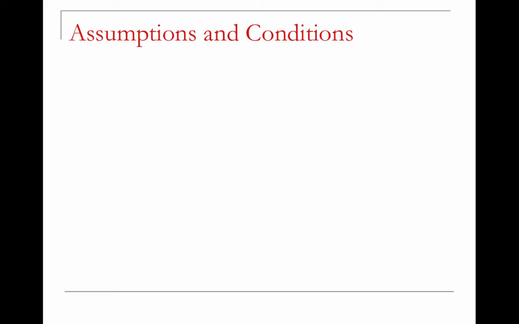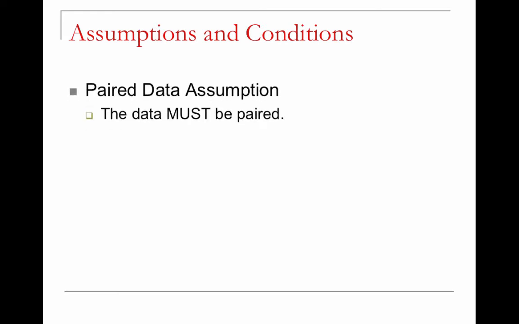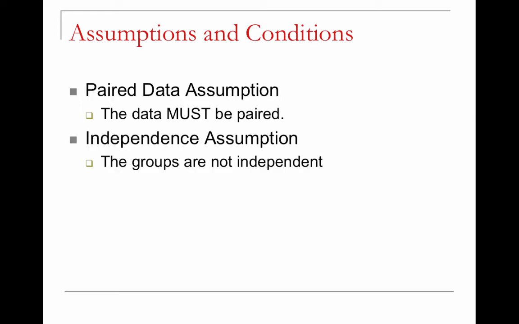Assumptions and conditions are different here, though. The first is the paired data assumption. So the data must be paired. So you just have to make sure that you're dealing with before and after, or a pair of data. Then you have the independence assumption. This is completely different because it's actually backwards from what we normally do. Here, we're trying to make sure that the groups are actually not independent, because otherwise then they wouldn't be paired data. So you can only do a paired t-test if the groups are not independent.